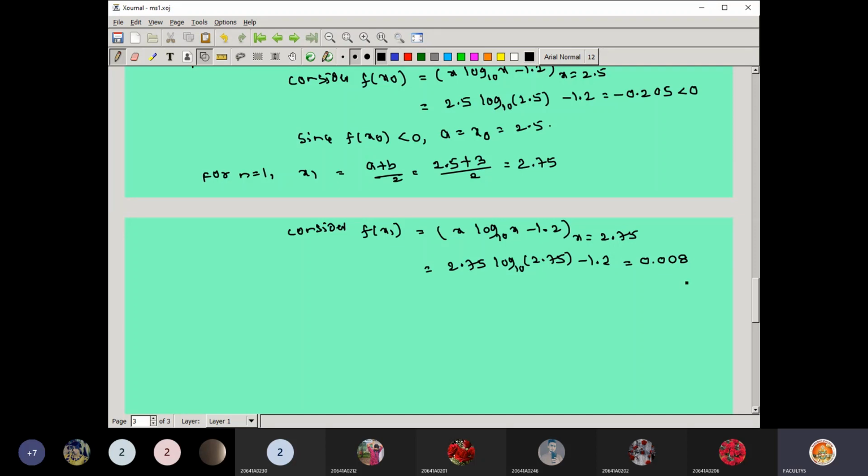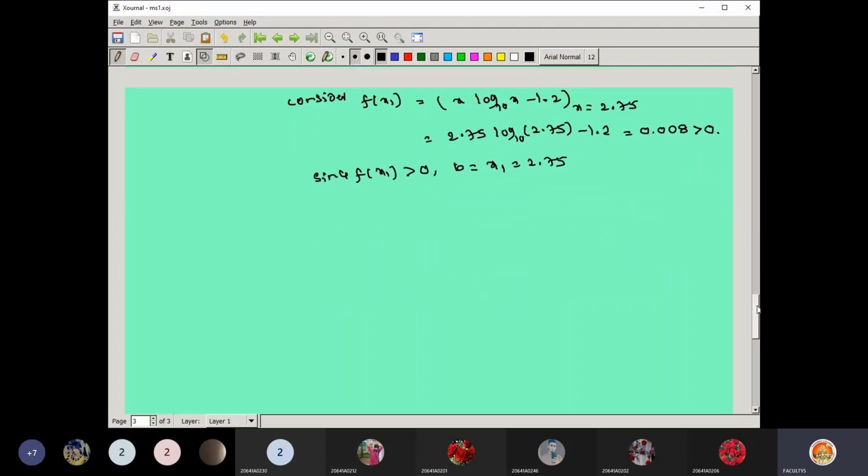So is it positive or negative? This is greater than 0 only, positive value. So since f of x1 is greater than 0, b is changing. Your b stands for x1, 2.75. Now with this value, again you are calculating the next approximate root.